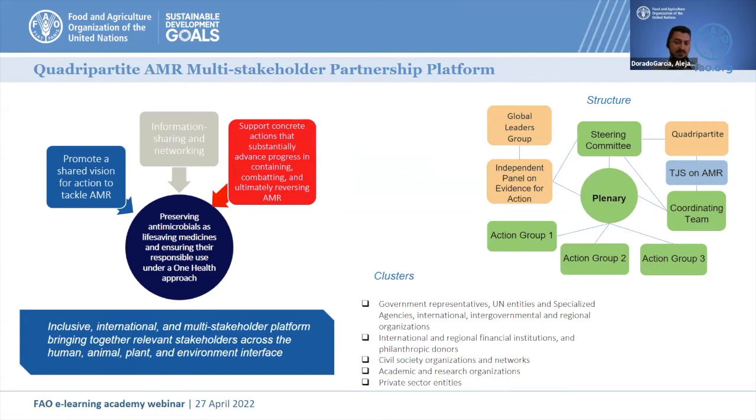The type of entities that can be members of this platform can be categorized into clusters. You can see them in this slide, but these clusters include governments, civil society organizations, academic institutions, and private sectors. Action groups initiated by members and categorized into these clusters will work year-round to take specific actions that will be endorsed by the platform members at the annual plenary session. And this platform is planned to be launched late in 2022.